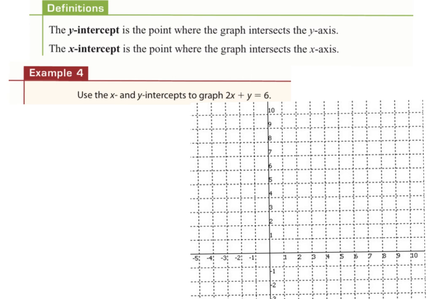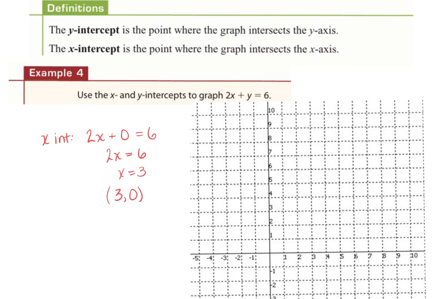So if I want to find my x-intercept, I am going to make the y value 0. So I'm going to say 2x plus 0 for my y equals 6. Well, that gives me 2x equals 6, x equals 3. So my x-intercept is going to be my x value of 3. My y value was 0.